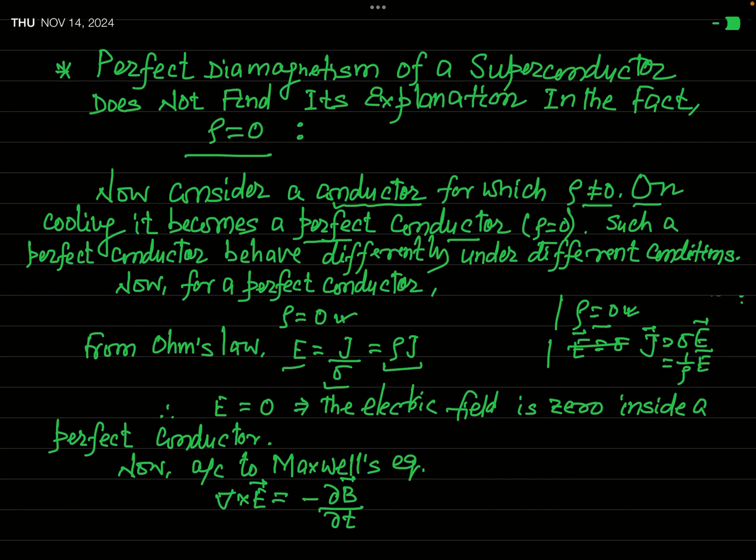But for a perfect conductor, as resistivity is 0, this E will also be 0. It means that in case of a perfect conductor, rho is 0, and by the application of Ohm's law, E equal to rho J, no electric field can exist inside the perfect conductor. E becomes 0. Okay? And when E is 0, then what will be B? What will be the magnetic field in case of a perfect conductor?